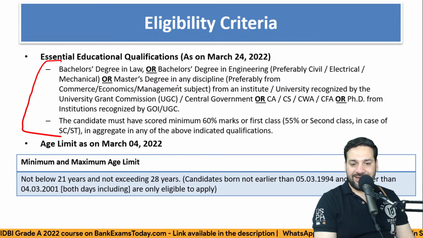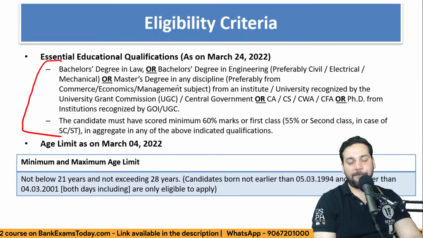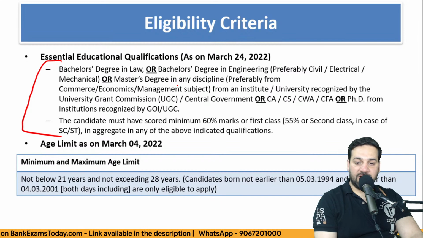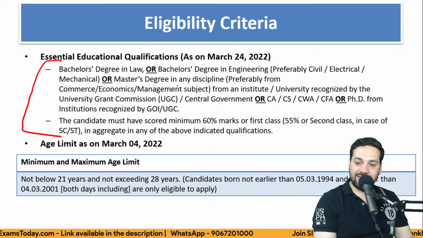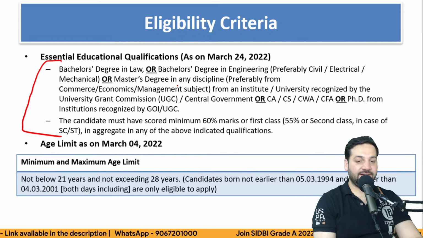So the dates are also mentioned. 4th of March 2001 is the cutoff date, and not earlier than 5th of March 1994. Those dates are inclusive.